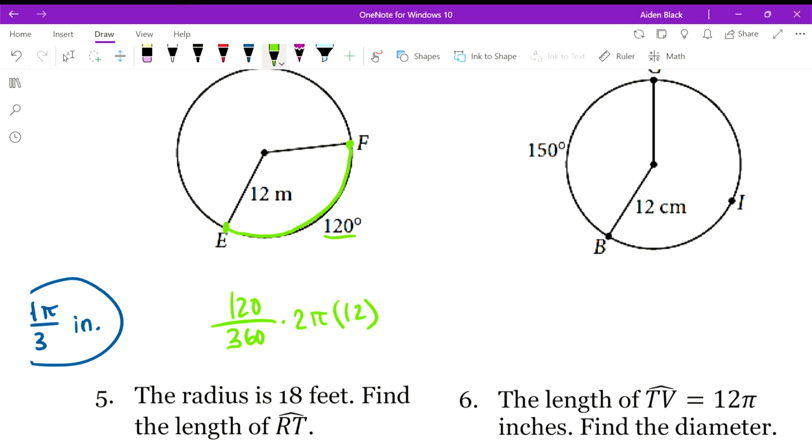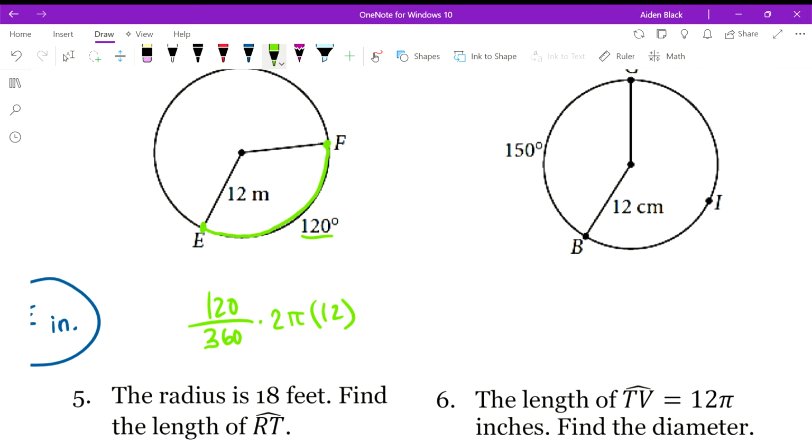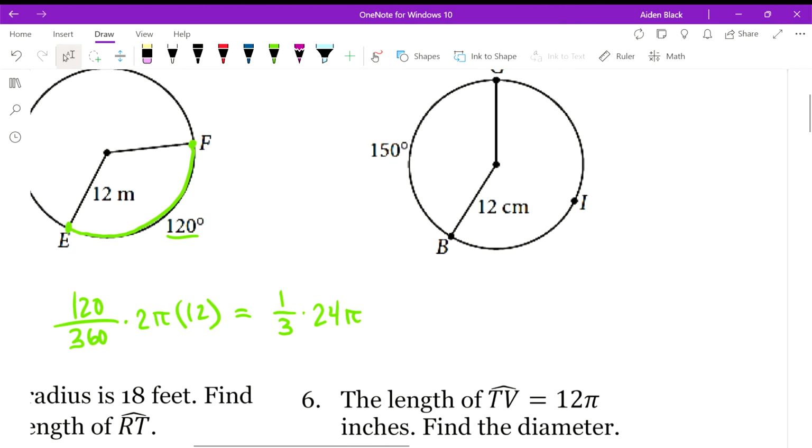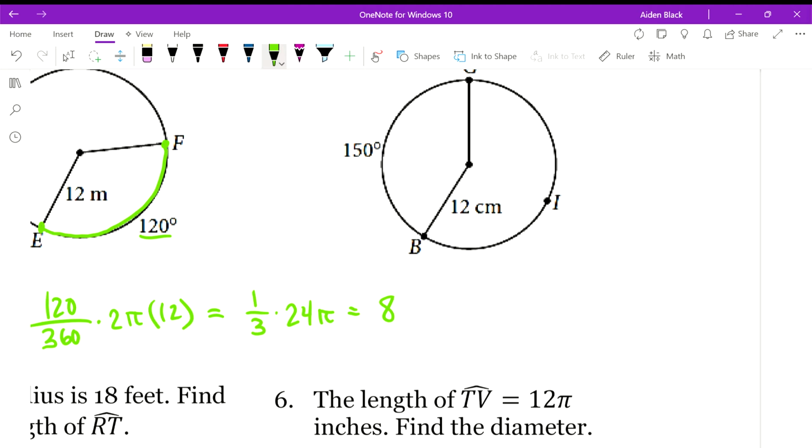Okay. So if we simplify this, you know that 120 over 360 is equal to 12/36. And if you reduce that by dividing the top and bottom by 12, you get 1/3. And then 2 times 12 is 24. So we have 1/3 times 24 pi, which gives us 8 pi. This is in meters.